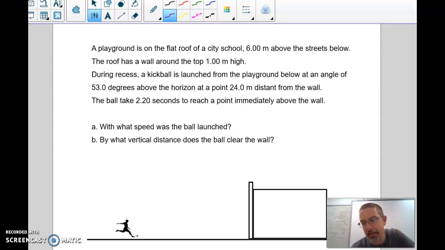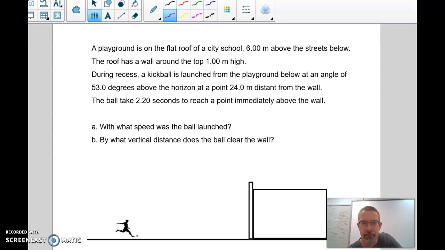So let's look at a demonstration problem of this type of new formula that we've got at our disposal. This problem does a good job of incorporating a lot of the elements that we're going to need. The playground is on the flat roof of a city school.